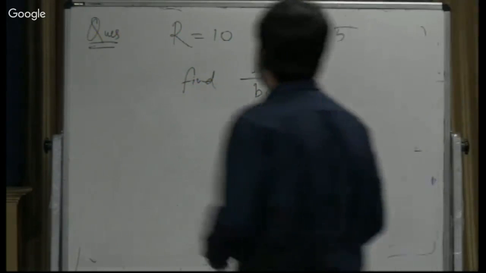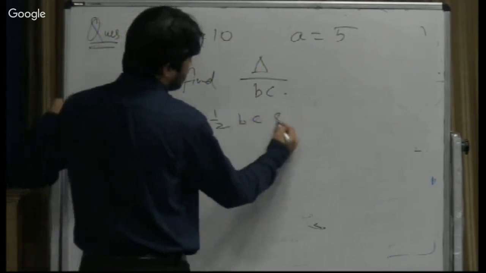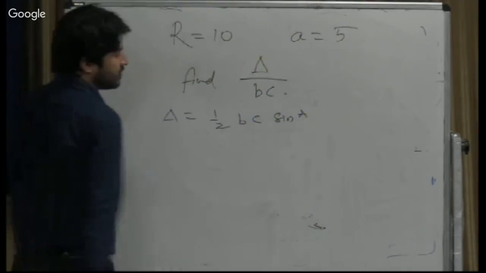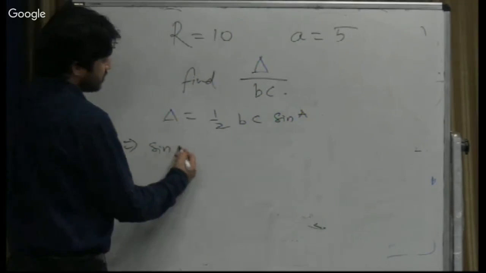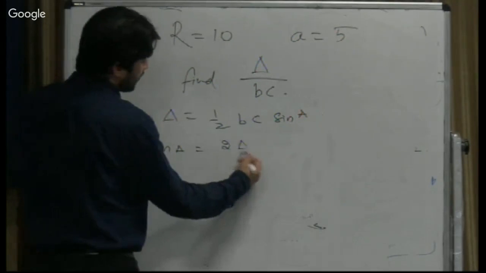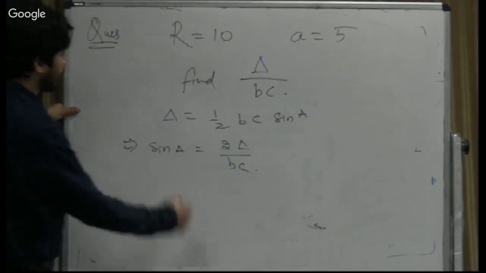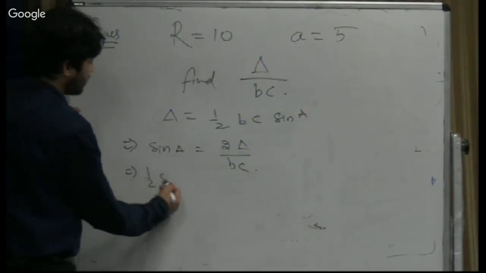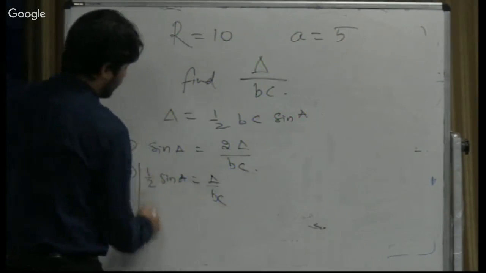I know area of triangle is half BC sine A, right? 1 by 8 I think is the right answer. So sine A would be equal to 2 into triangle by BC. Now actually I have to find half of sine A, which is equal to triangle by BC. Now how to find half sine A?